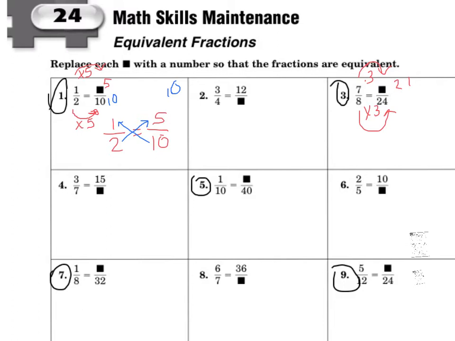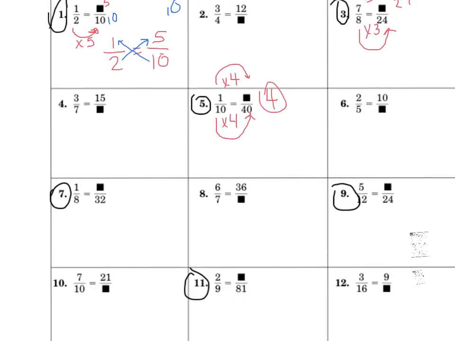Number 5, we would start in the numerator, but we're missing a number, so we have to look at the denominator. 10 to 40. How would we get from 10 to 40? Well, you'd have to take 10 times 4. Now what happens? You go up to the numerator and you keep it balanced by multiplying it by 4. 1 times 4 is what? 4. That's the answer for that numerator. Okay, let's go up to number 7.